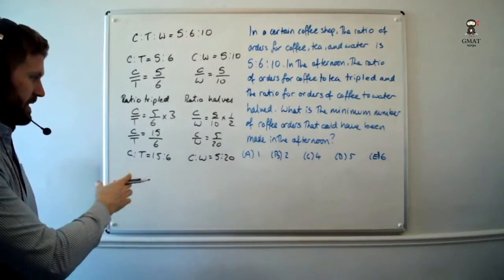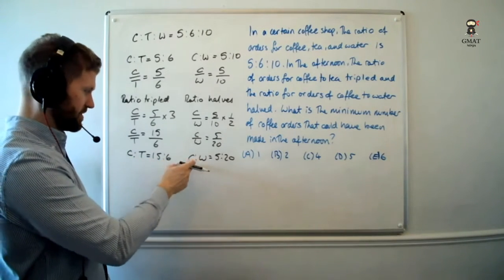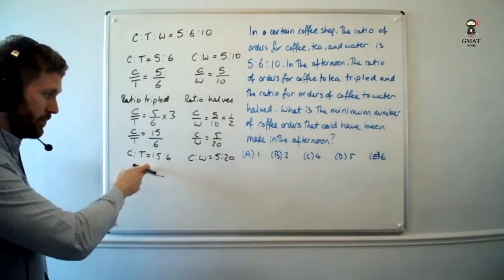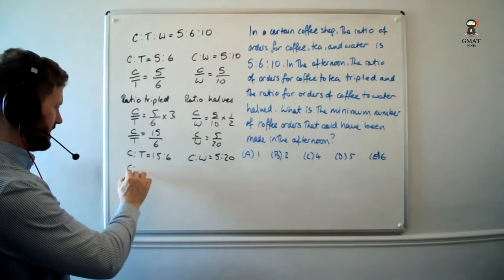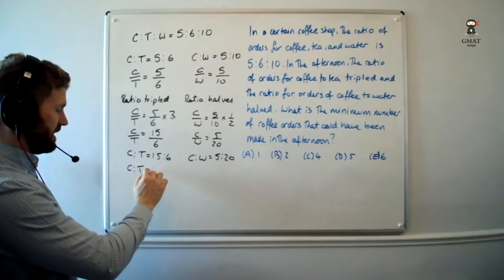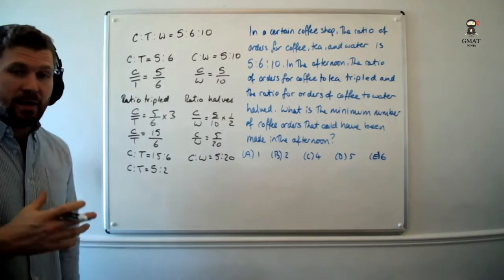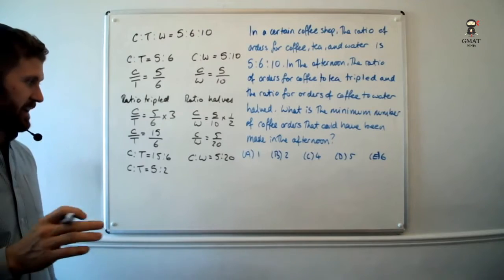Right, so now we can see that coffee to tea is 15/6, and coffee to water is 5/20. It would be more simple if I simplify this down. I can divide both bits of the ratio by 3, and I'm going to end up with 5/2. I could have done that earlier, but I didn't know whether that would be a wasted effort. I can leave that until now.